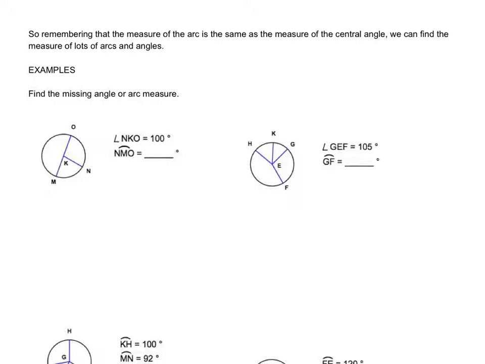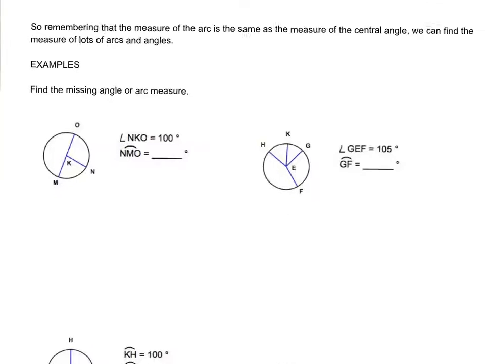So really knowing that the central angle of a circle is the same as the minor arc it intercepts, we can find a lot of different measures of arcs and angles in any given circle. So here I just have four mixed examples of problems that we can work through to see what some arc and angle measures are.